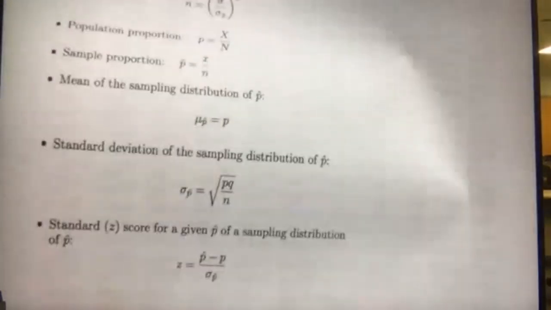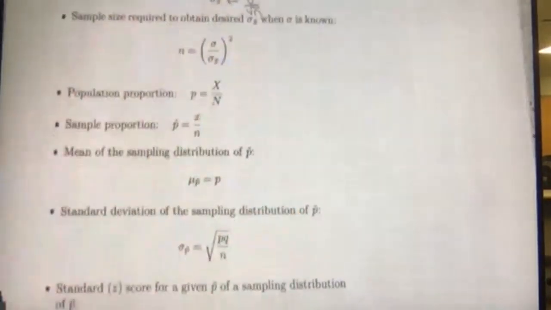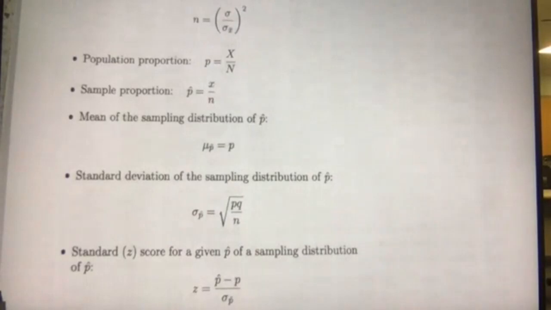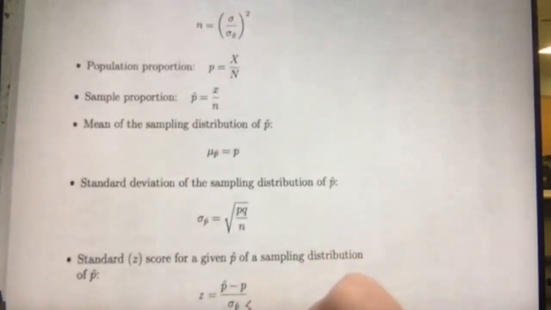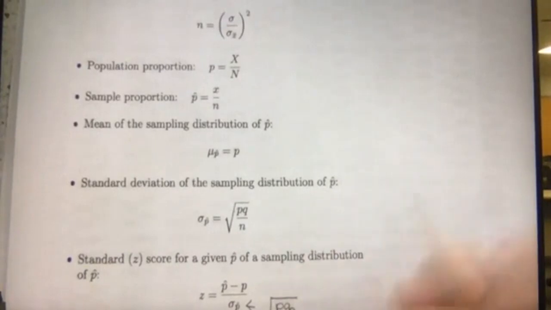Last but not least, we have our z-score formula, just like we did up here for X bar. We have our new z-score formula for our proportions. So it's p hat minus p, just like it was X bar minus mu, all over our standard deviation. This time our sampling standard deviation is going to be that square root of p times q over n. I'm just moving it from here down here.